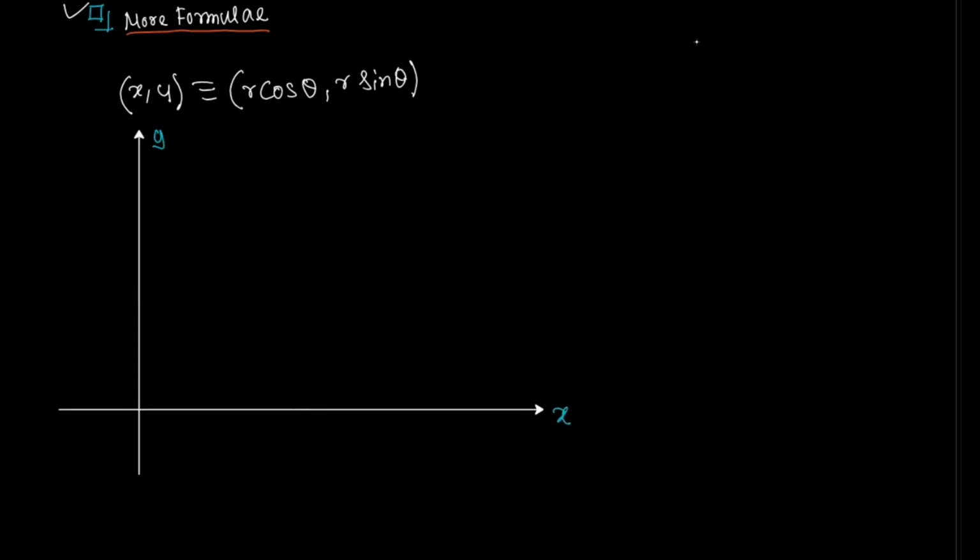Now a point is there, suppose here there is a point, the point P whose coordinates are x and y.